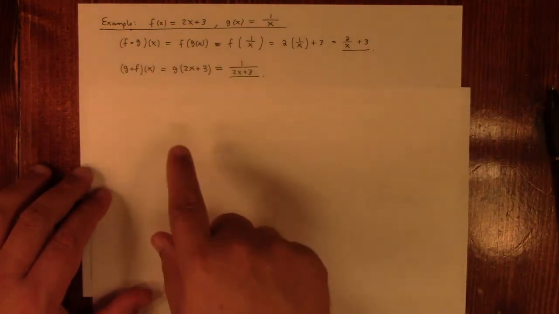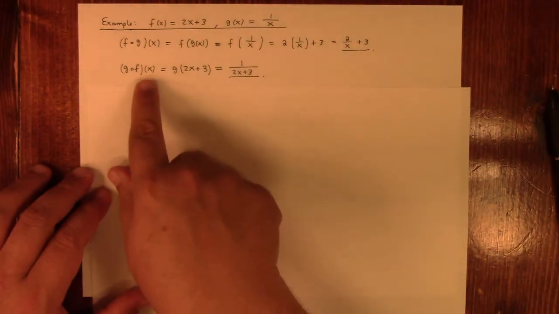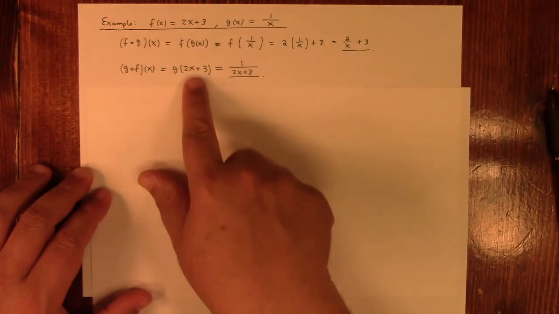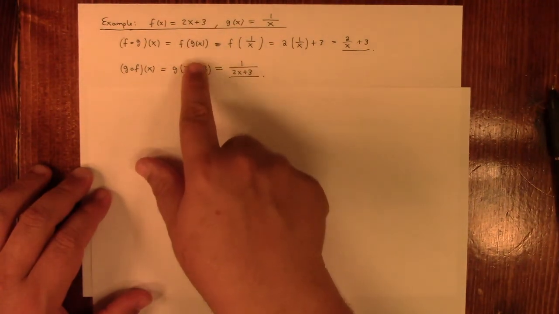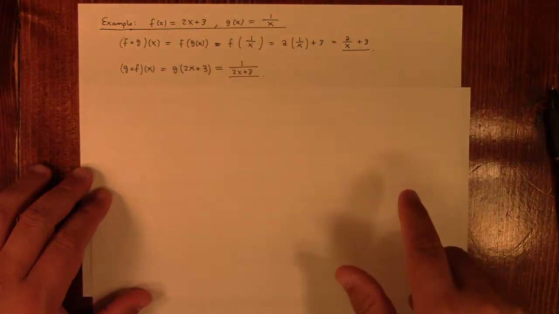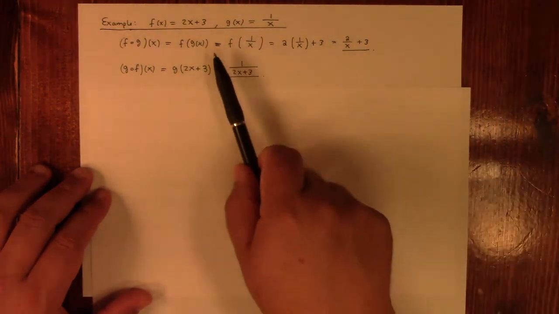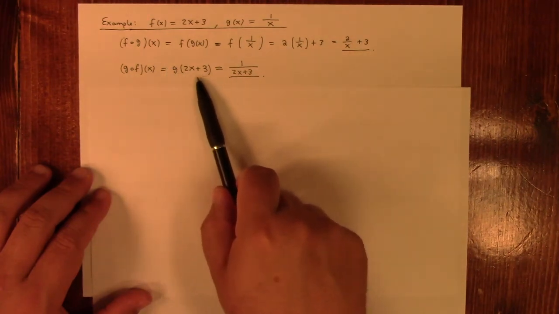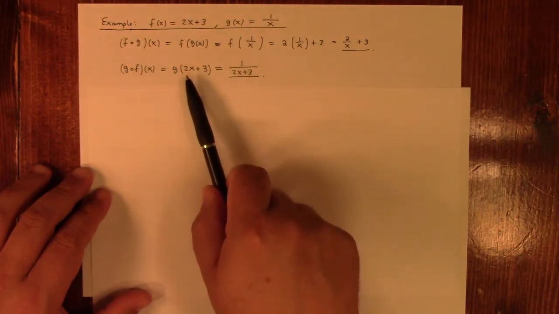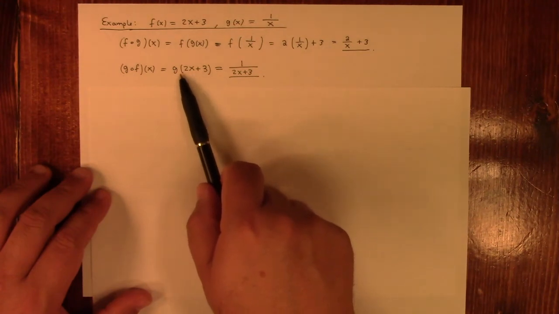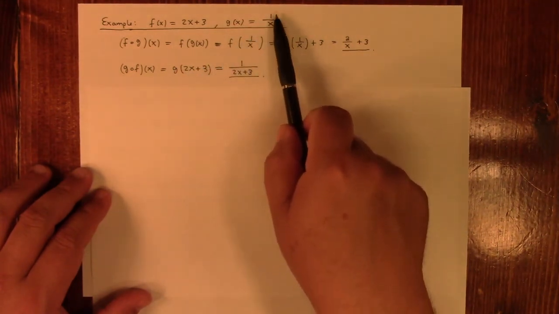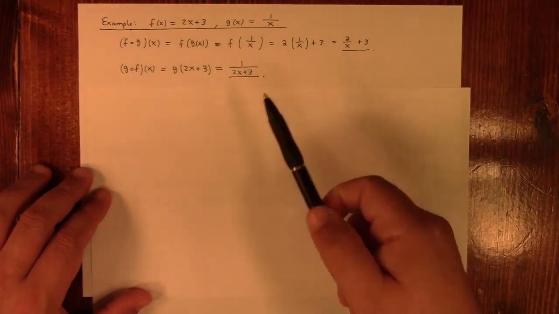g composed with f of x is a really different thing, though, isn't it? So g composed with f of x is g of f of x, which here is g of 2x plus 3. Sorry, I skipped that step, but there's an in-between step here. And then g of 2x plus 3, well, what does g do? g is the reciprocal function, right? So it flips the input: 1 over 2x plus 3. There you go.